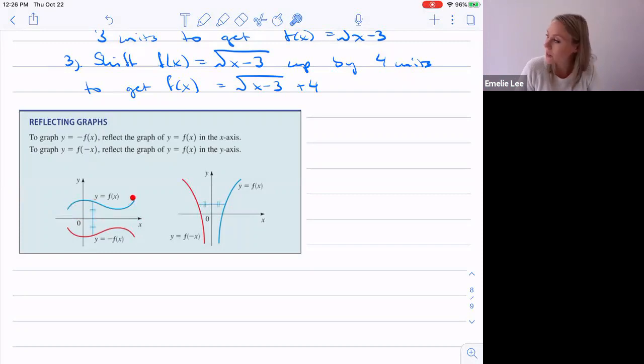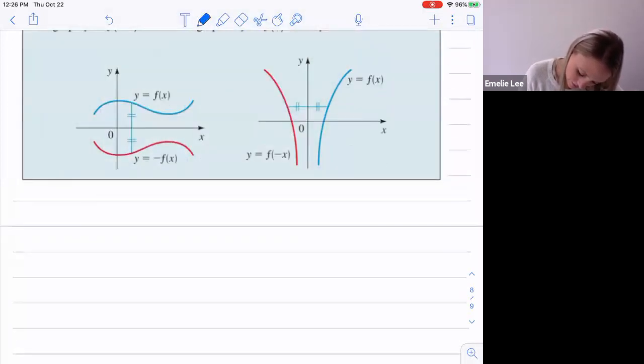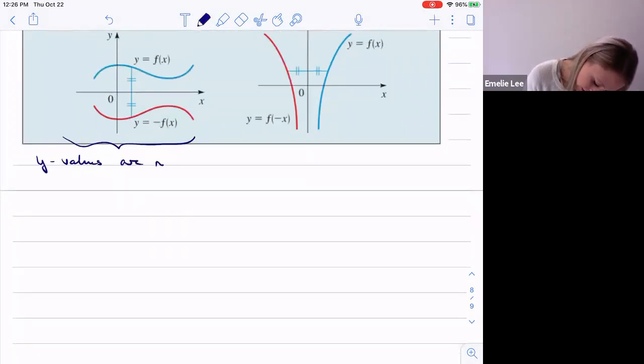If you start with y equals f of x, then y equals negative f of x is just a reflection around the x-axis, right? Because your y values change, your x values do not change, right? So here, I'll expand this a little bit. So here, the y values are negated. X values stay the same.